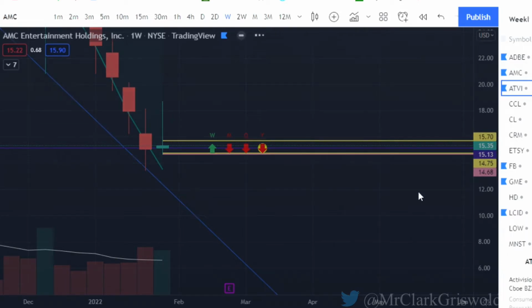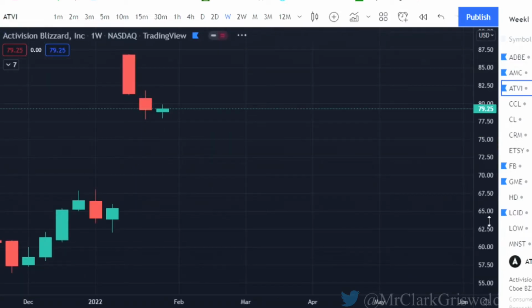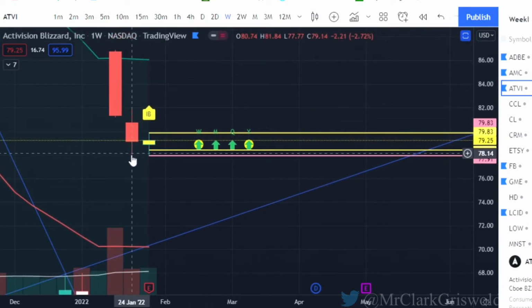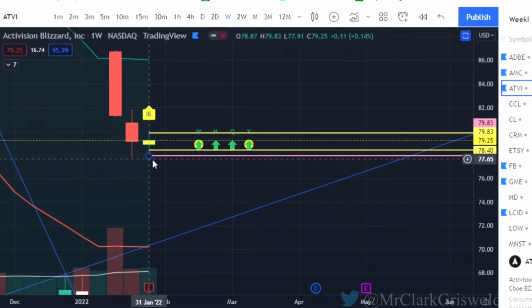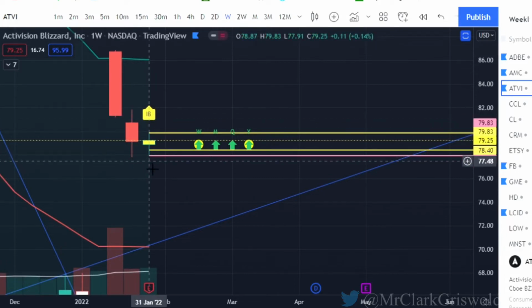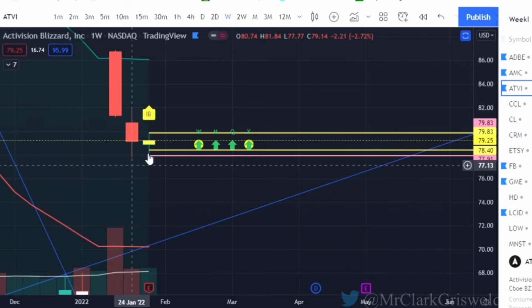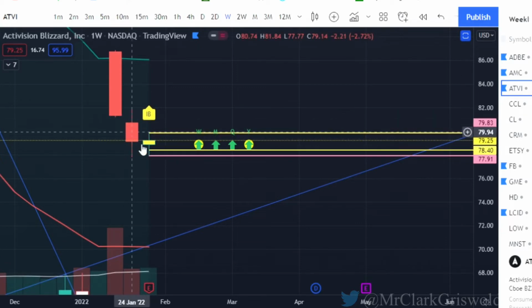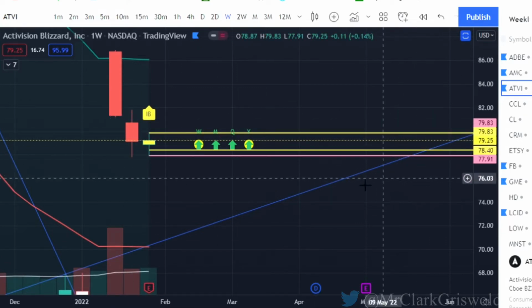Next up, Activision, ATVI. We have an inside bar. So an inside bar, I always explain this to you guys, is in the Strat, a 1 bar. What an inside bar is, we didn't break the high or the low of the previous day's bar. So we stayed within the range of the previous day's bar. You can see here, this marker here at 78 was the low, to 79.85. We did not break the high or the low of this previous candle, so that's what we call an inside bar. That just means that there's consolidation.